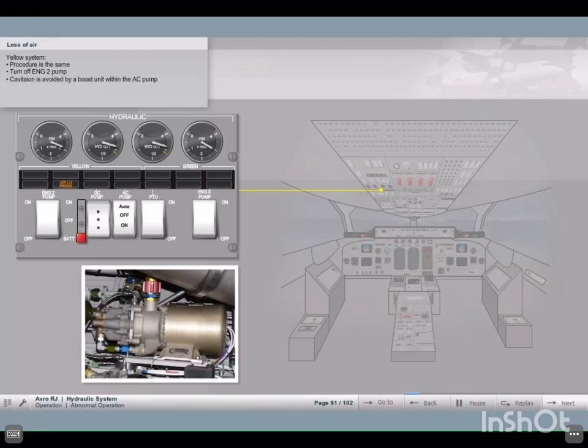In the case of a yellow air low pressure warning, the procedure is the same, but cavitation is avoided by a boost unit within the AC pump. This ensures that fluid is delivered to the pump at a positive pressure. Turn off engine 2 pump switch.